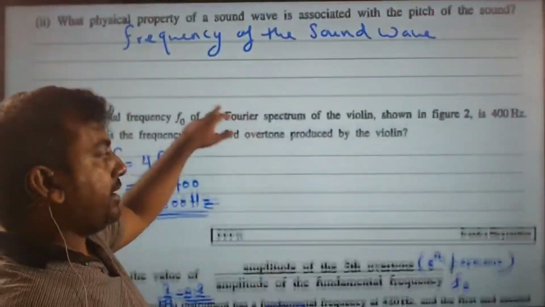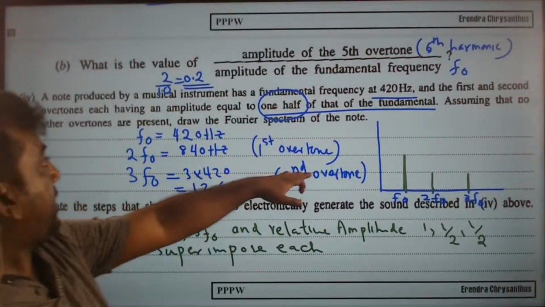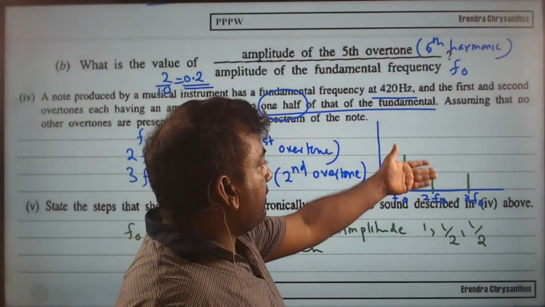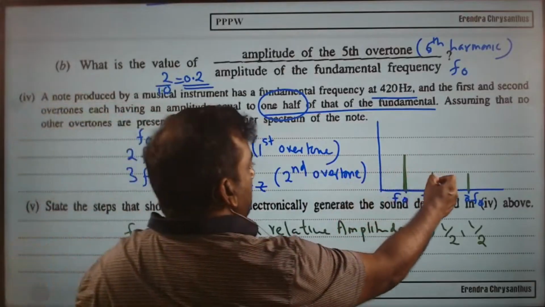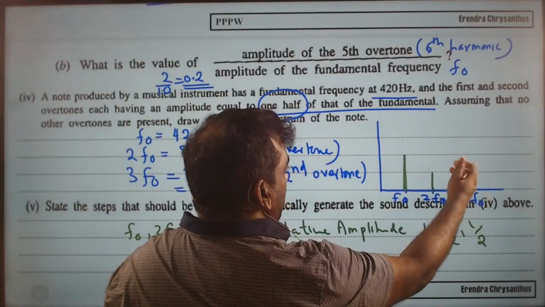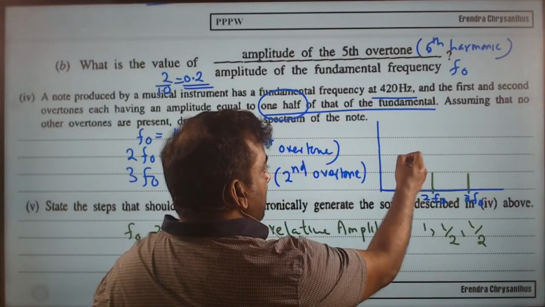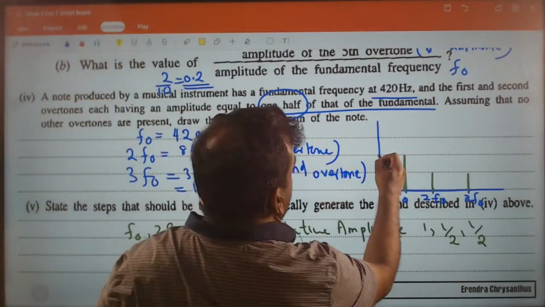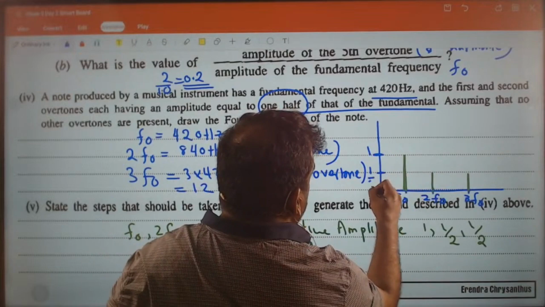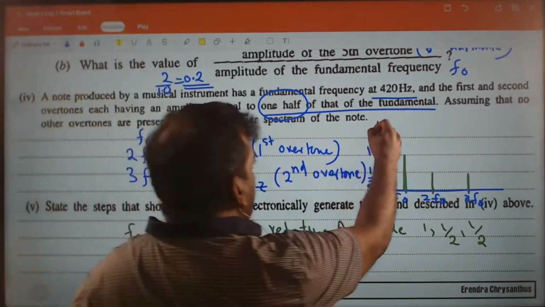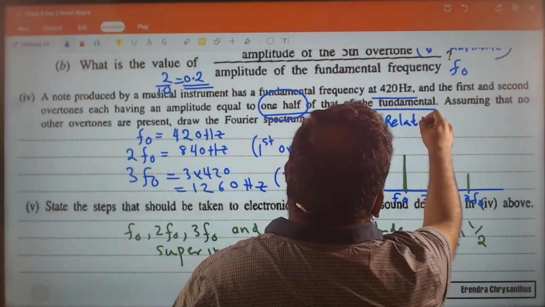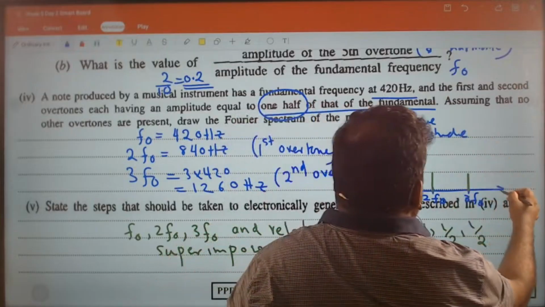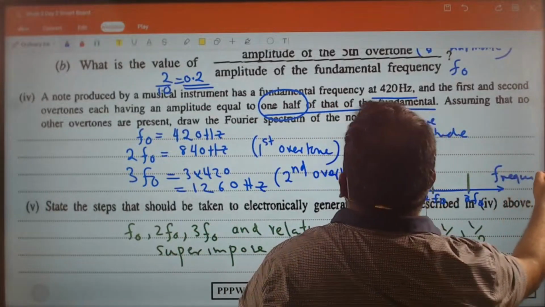Here we drew the relative amplitude for a musical instrument. They are telling you the second and the third harmonics' amplitude is half the first. If I take the first as 1, these are going to be half. These are the relative amplitudes. These are your frequencies, frequency of vibrations. Okay, no?